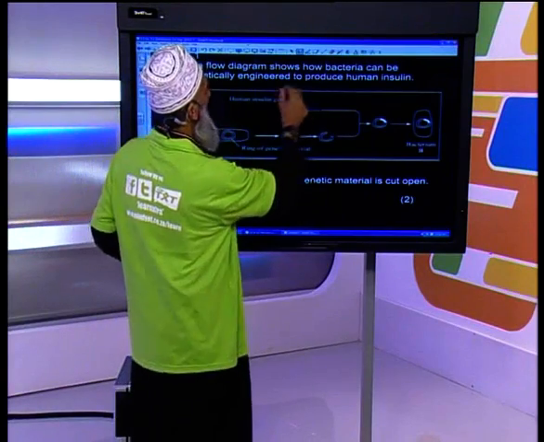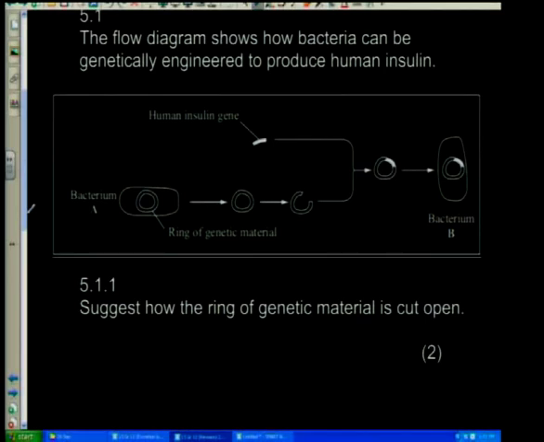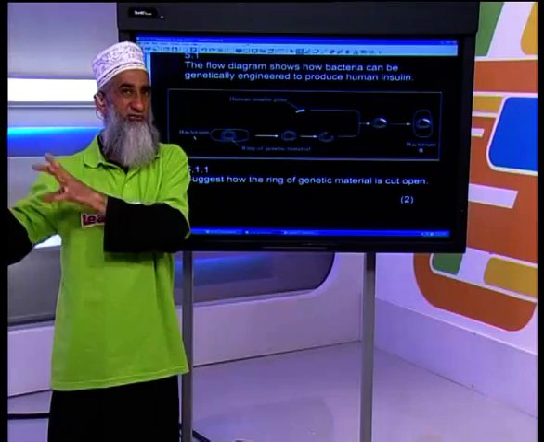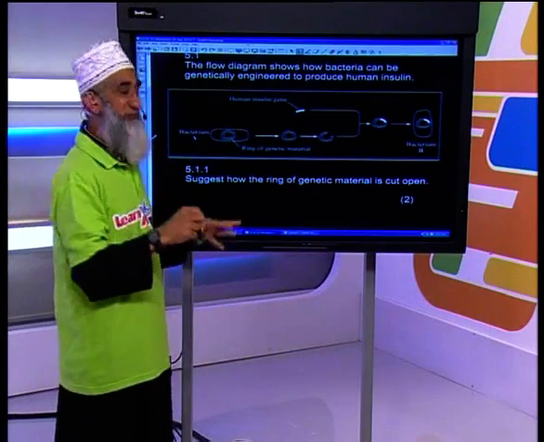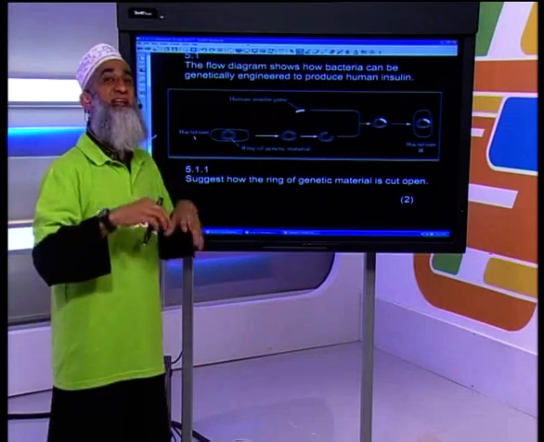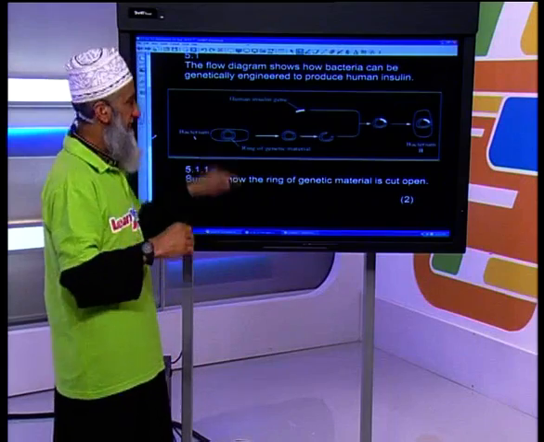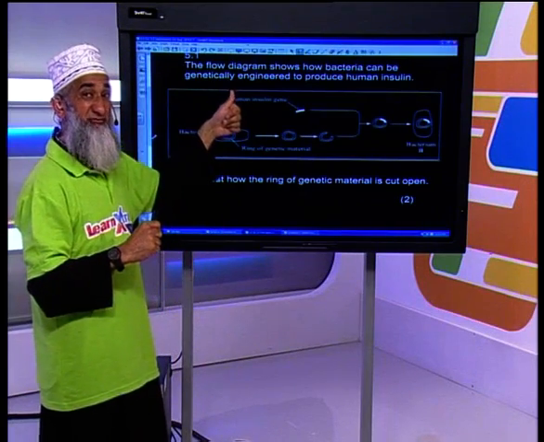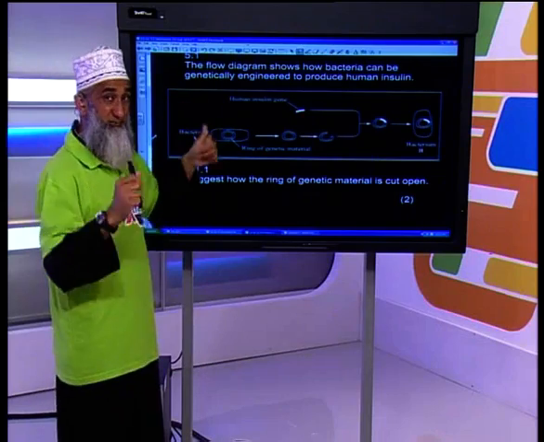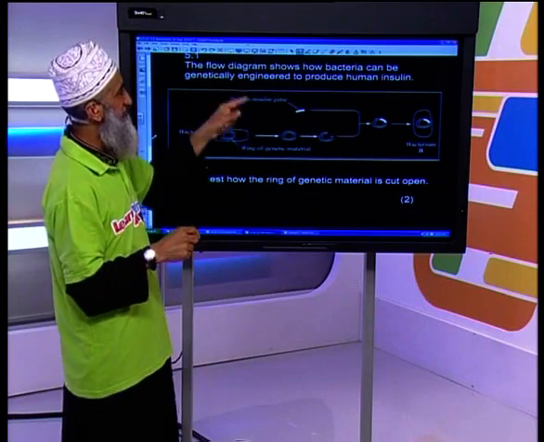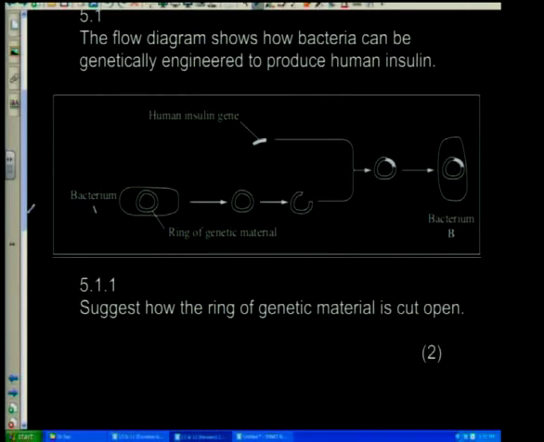Okay. The flow diagram shows how bacteria can be genetically engineered to produce human insulin. Sorry, guys, that I'm cutting a bit of the questions. We'll go back to them. The reason being that this question also has been eluding me all this time. Every time we want to discuss this question, we run out of time. Today we have the time, so we've done the DNA fingerprinting. Now we are looking at still biotechnology. The flow diagram shows how bacteria can be genetically engineered to produce human insulin. So how we can change bacteria to give us human insulin.